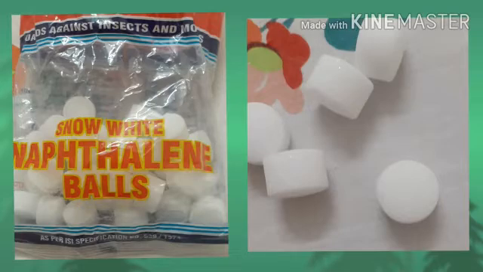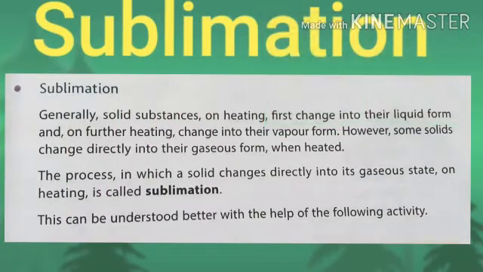Dear student, what are you observing here? Naphthalene balls. These balls are kept by the mom in the clothes so that clothes can be prevented from moths, the small worms which are very harmful for clothes. This is one substance, and another one is kapoor ki goli, which is used by you during the havans. These tablets, these substances have a special type of property. These are solid.